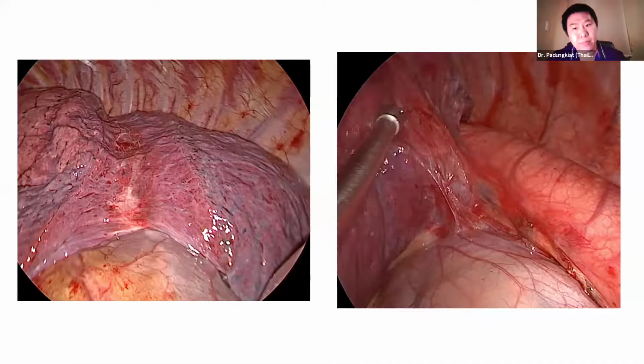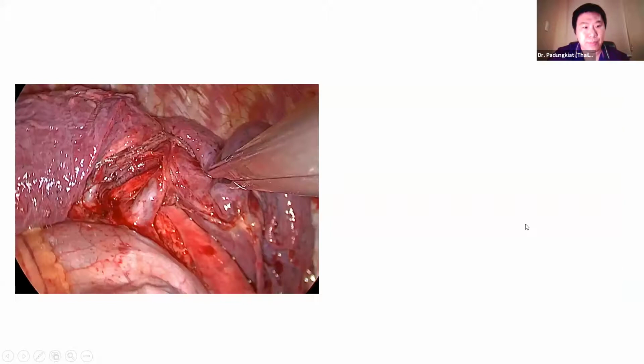Okay, so I dissect the inferior pulmonary ligament already, exposing the pulmonary vein, and this is the inferior pulmonary ligament lymph node, and there's some esophageal lymph node here. So, and I mobilize it a little bit more from here, and you see this is a pulmonary vein here, right? So what's actually behind that?